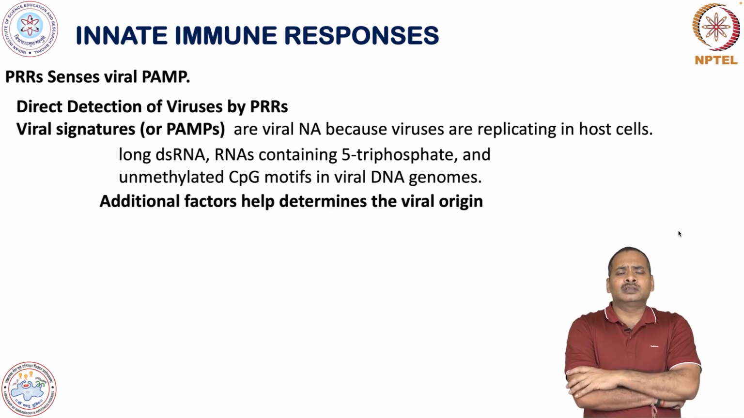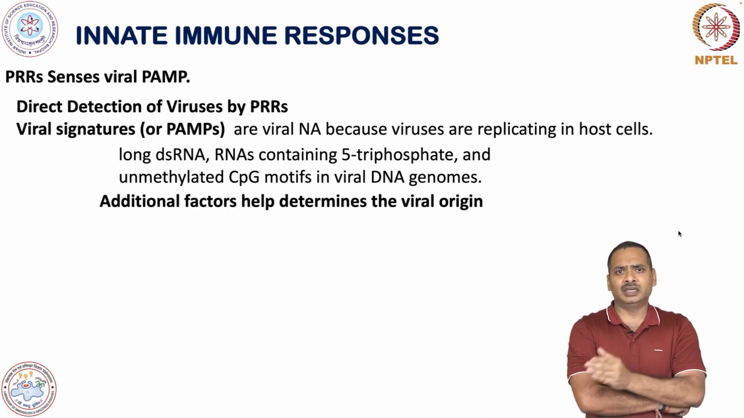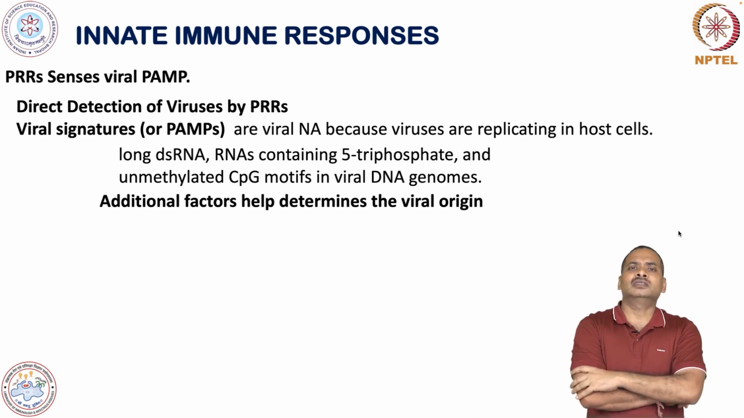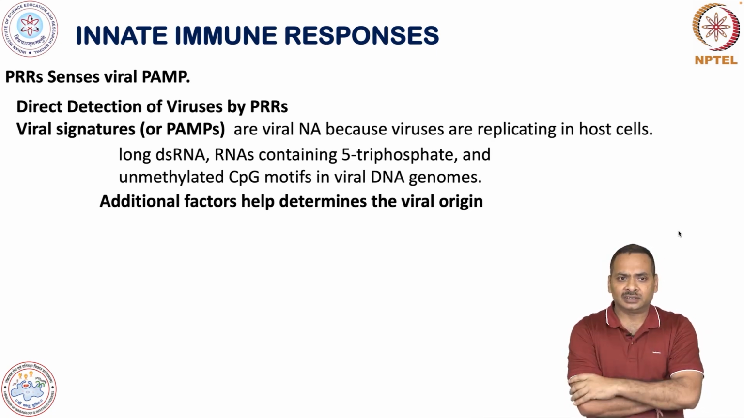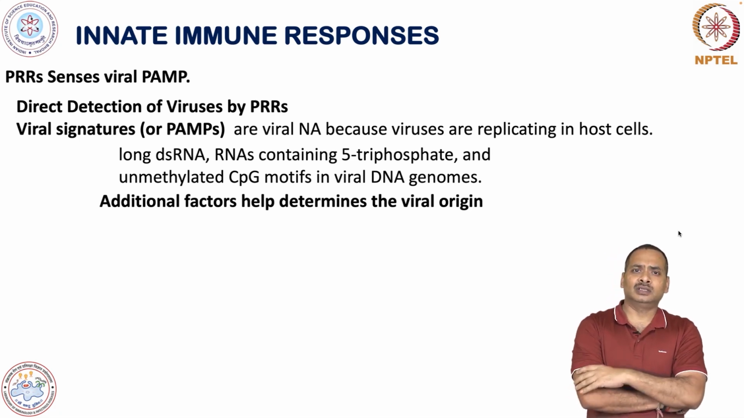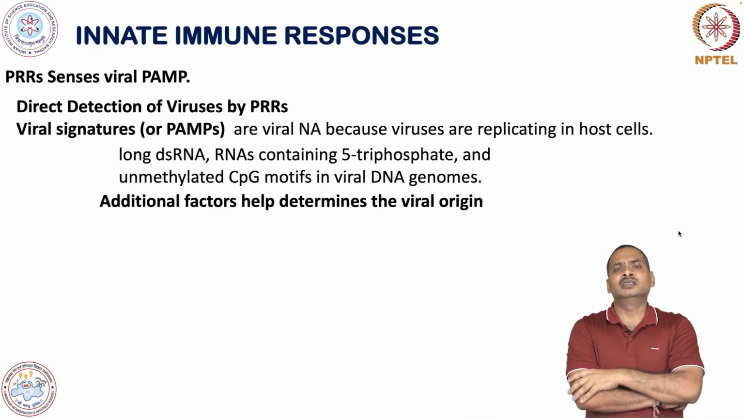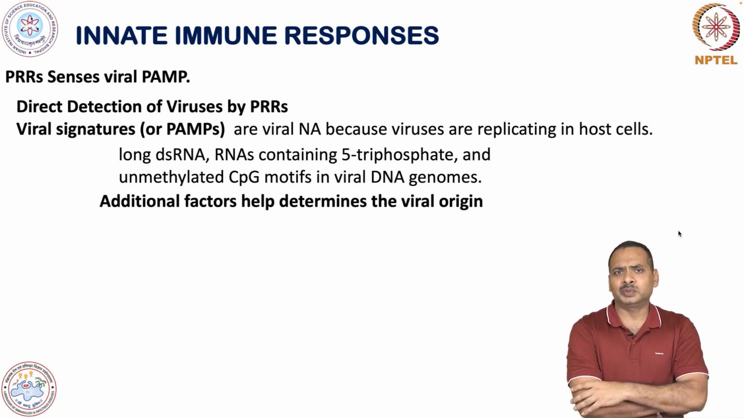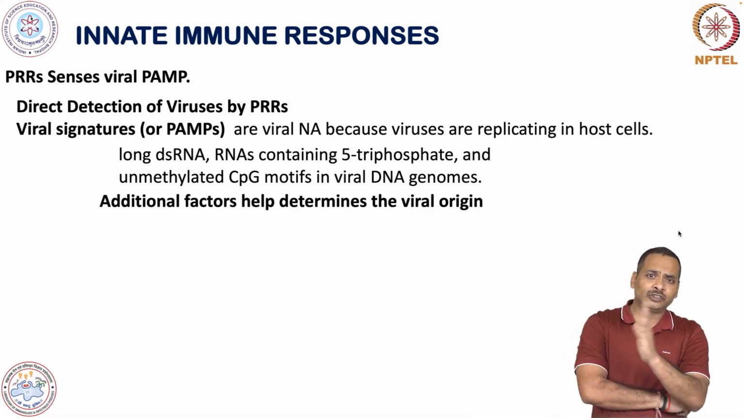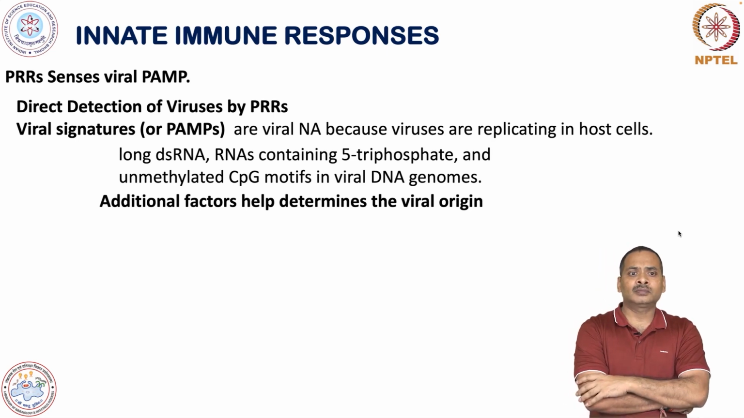In addition, these are the signatures: long double-stranded RNA, which is not usually present in healthy living cells; triphosphate-containing RNA, which is also not present; and hypomethylated DNA, which is also not present. So these are the unusual distinguishing features, and that's why we call them PAMPs.